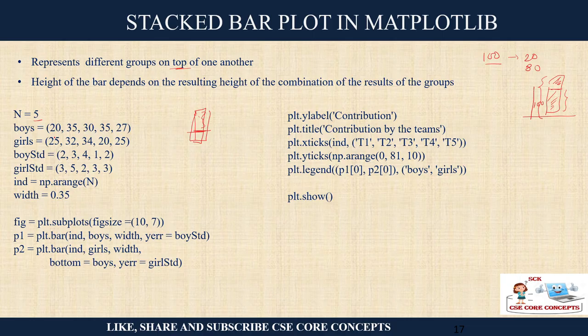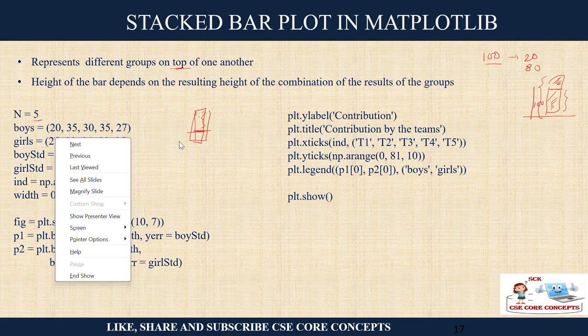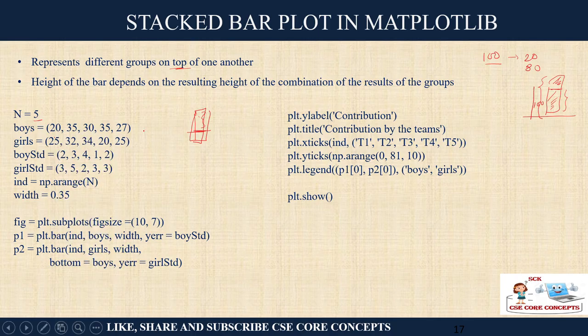So let's say n is equal to 5. Let's say we are putting some values like the height of the people, or the contribution by the teams. There are two teams, the girls team and the boys team. Now 20 points contributed by standard 2, then 35 points, 30 points, maybe these are the values we are putting. Now we want to set up a bar chart. So how are we going to set up the bar chart? We are creating subplots, with figure size 10 cross 7.